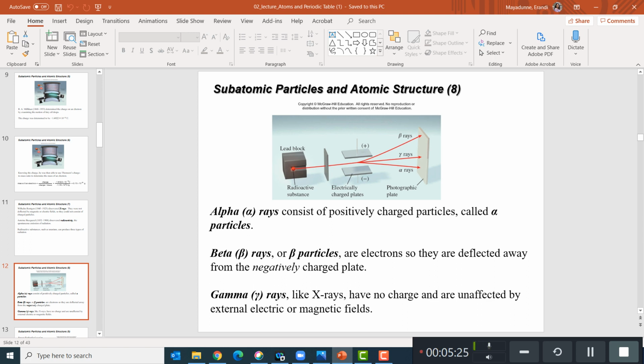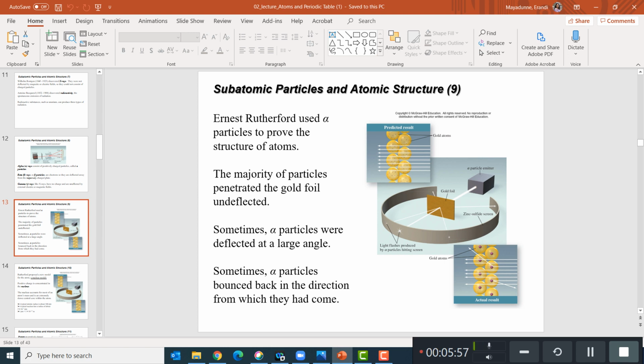There are three types of rays: alpha rays, which are positively charged particles; beta rays, which are negatively charged; and gamma rays, which have no charge. So if you think about it, the atom has three types of particles, but scientists had just found electrons, which are negative. We have to identify two more. So let's see how scientists worked on identifying these particles.